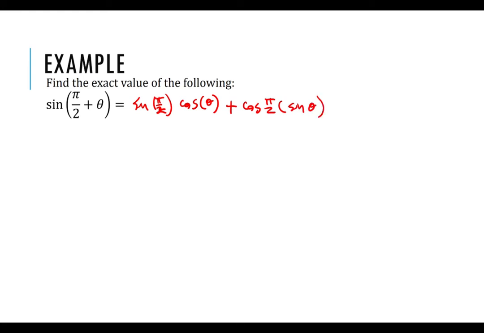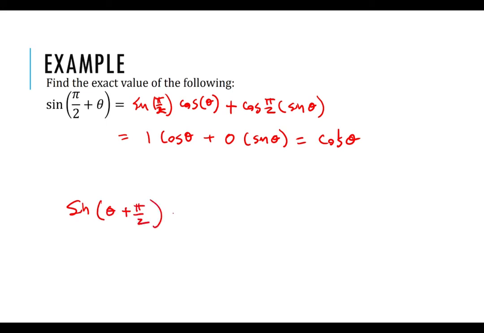Well, what's sine of pi halves? Sine of pi halves is 1, and so this is 1 times cosine of theta plus cosine of pi halves is 0, and then 0 times sine of theta. That's going to give me just cosine of theta. And so once again, we get this other, what's going to be called later a cofunction identity. Sine of theta plus pi halves is equal to cosine of theta. And if you think about this in terms of the picture and the phase shift of the graphs of the functions, it should make sense.